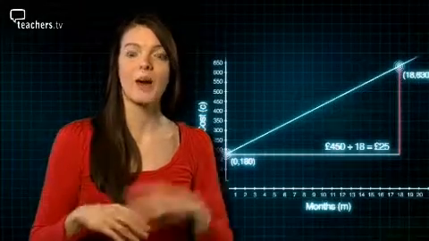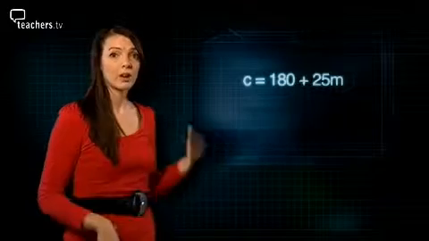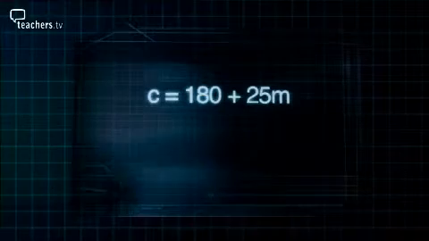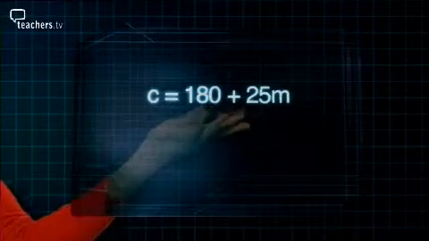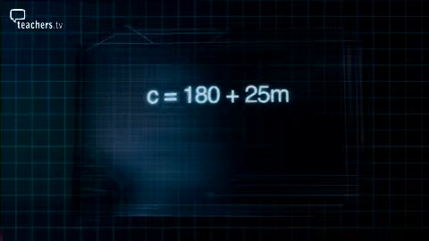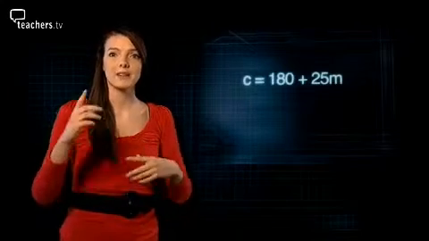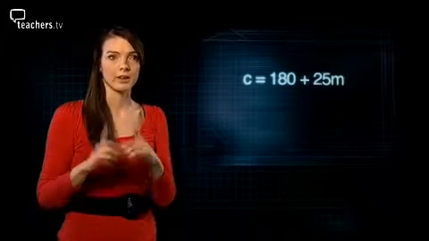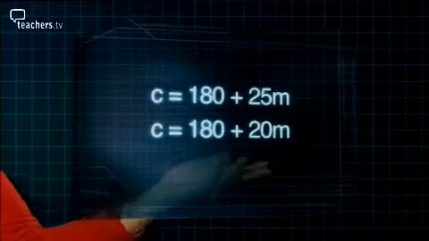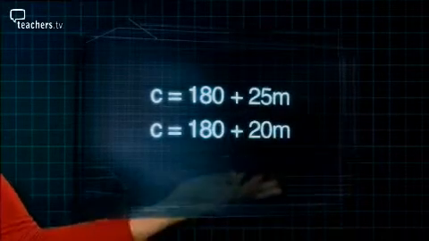And that £25 means that Dave can spend up to this per month for his pay-as-you-go and his internet. And we can use this to create a formula for our new line. And that formula is C equals 180 plus 25M. And if you remember back to that original formula that we had, that was C equals 180 plus 20M.